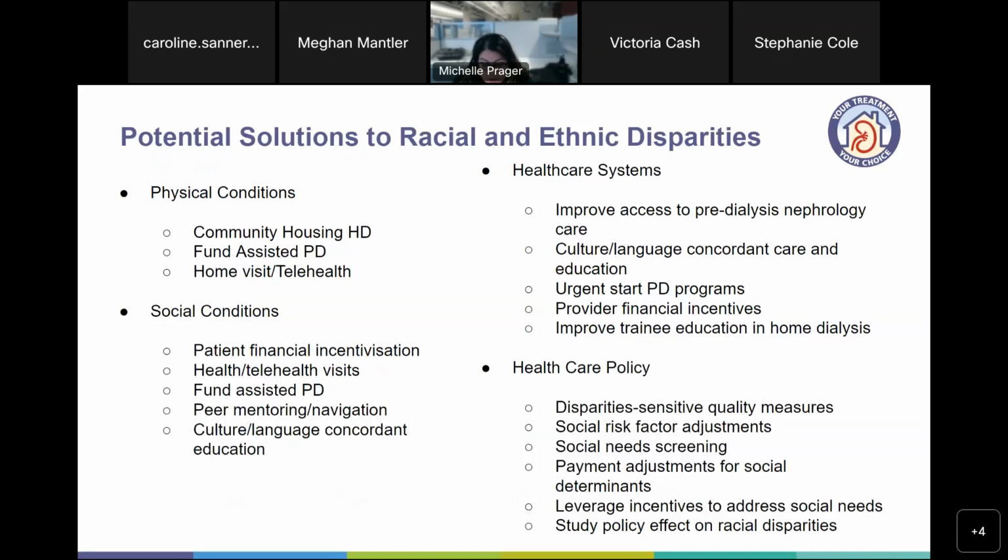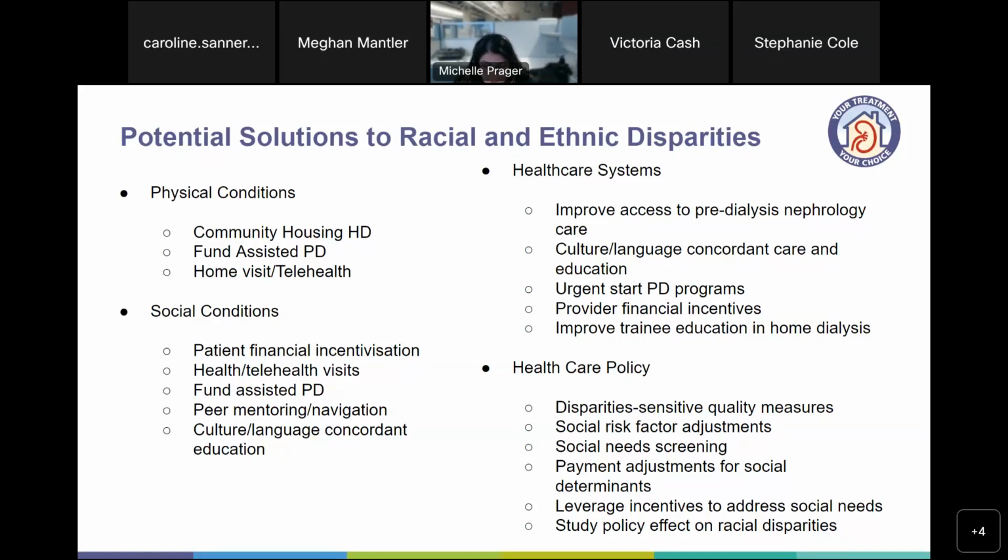So the article proposed some solutions to each barrier. Looking at some of the physical conditions: community housing, funding assisted PD, and home visits and telehealth. And then for social conditions, they talked about patient financial incentives, telehealth visits, funded assisted PD, peer mentoring, and cultural language concordant education. And then for healthcare systems: improve access to dialysis care, nephrology care, culture and language concordant care and education, urgent start PD programs, provider financial incentives, and improve trainee education in home dialysis.